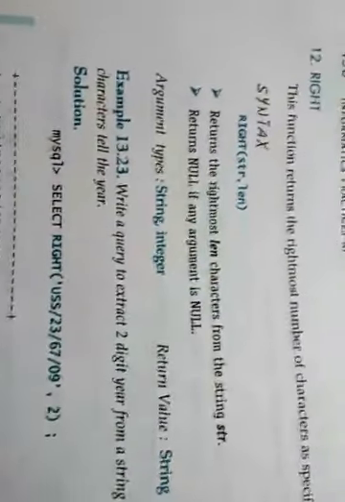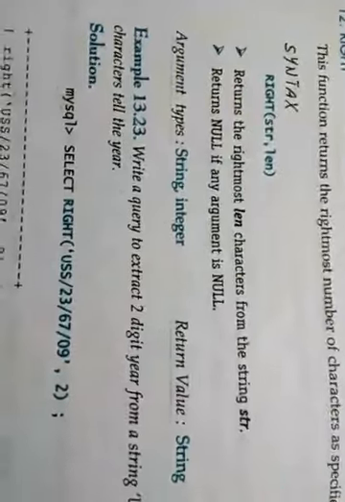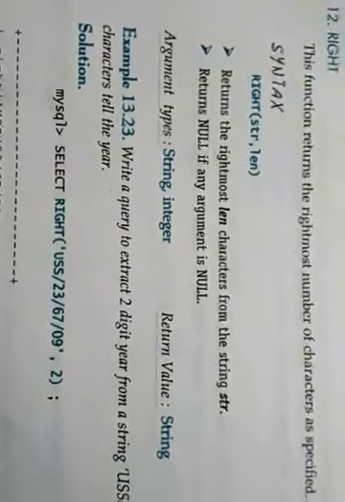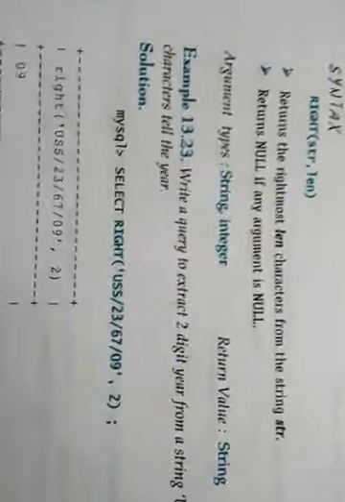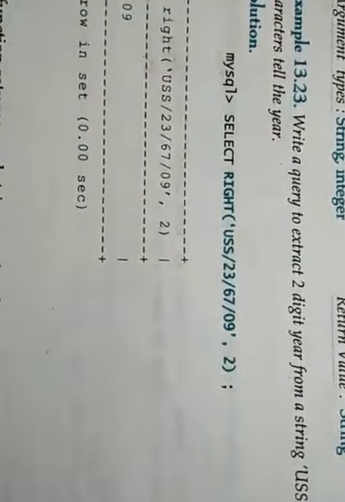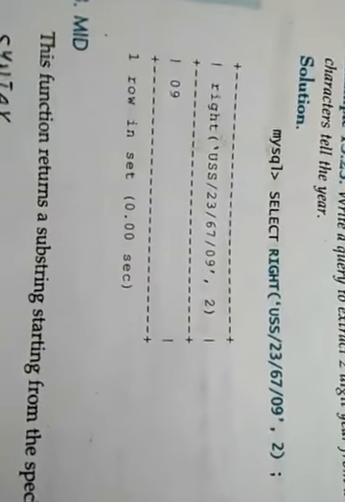Next function is RIGHT. This is the opposite of the LEFT function. This will extract the number of characters required from the right hand side of a string. Let's take an example. SELECT RIGHT('USS/23/67/09', 2), and we are extracting 2 characters from the right hand side. So the answer of this is 09.